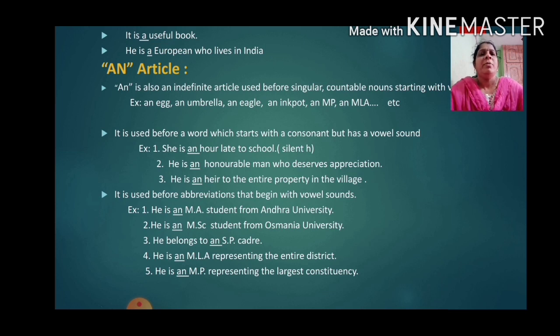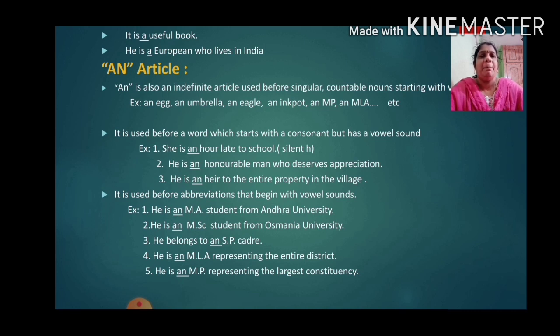It is used before a word which starts with a consonant but has a vowel sound. That's what I told you. Now let's see some examples here. She's an hour late to school. See the word hour here. We don't say it as hour with an H, the H is silent here. So the sound is a vowel sound. That's why we are using the indefinite article an. Understood? She is an hour late to school. H is silent. That's why we are using the indefinite article an.